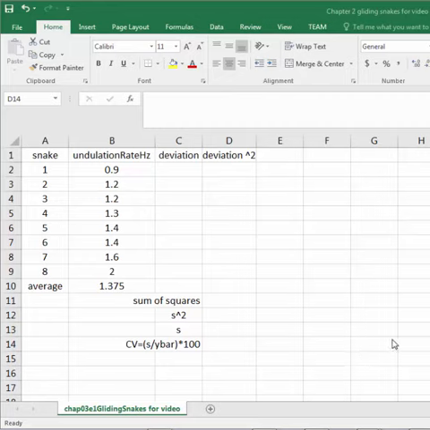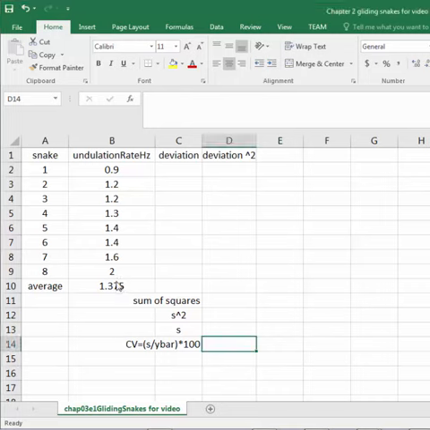Good afternoon. This is a short video on how to calculate standard deviation and variance and the coefficient of variation from a small data set. The data are taken from Whitlock and Schluter's Analysis of Biological Data, Chapter 3, Table 3.1.